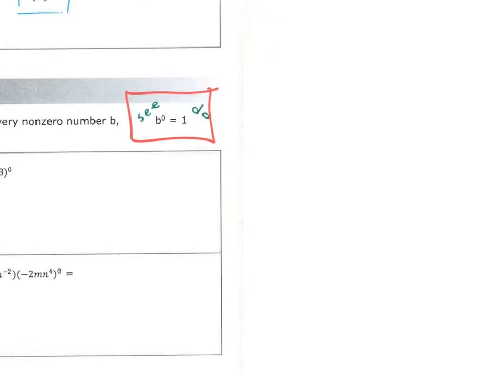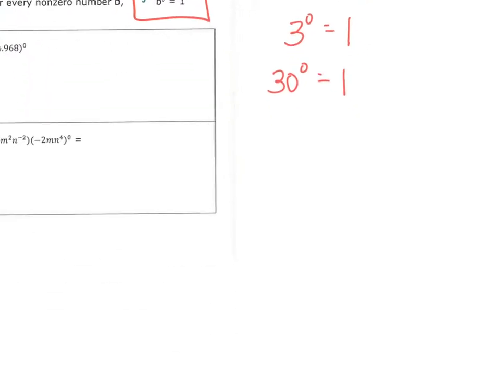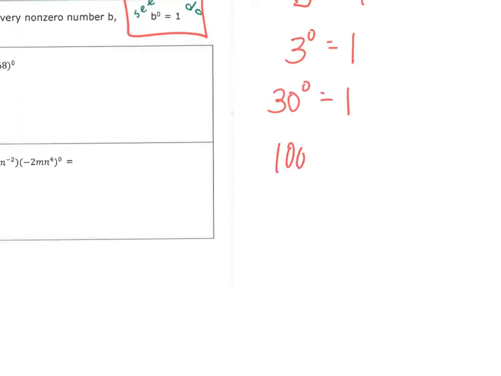Now, what this rule is saying is if I have any base raised to the 0 power, it equals 1. So if I said 3 raised to the 0 power, it equals 1. If I said 30 raised to the 0 power, it equals 1. So what is 10,000 raised to the 0 power equal? Why don't you tell me on 3, 2, 1. Yeah, you're right, it's 1.